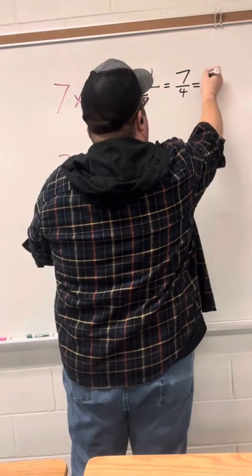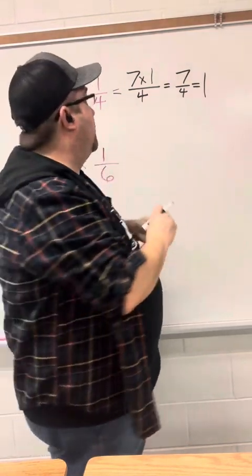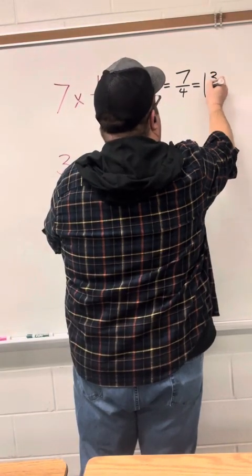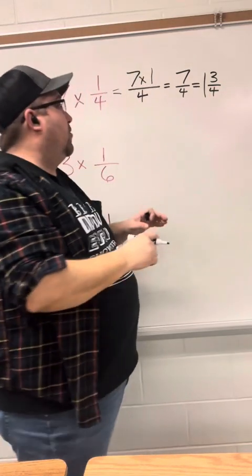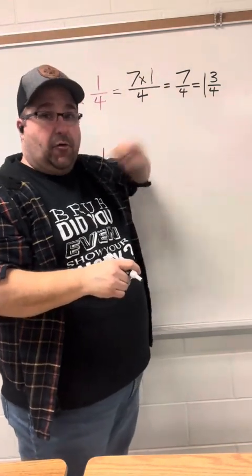So 4 goes into 7 1 time. So 4, 5, 6, 7. We got 3 left over. That's going to be 3 out of the 4 we need to make another whole. So 7/4 is equivalent to 1 3/4.